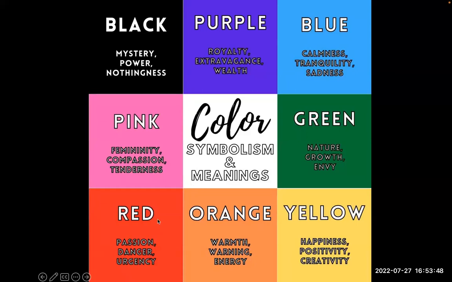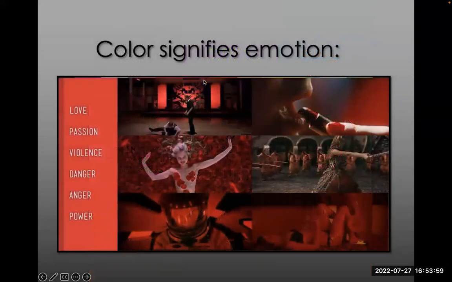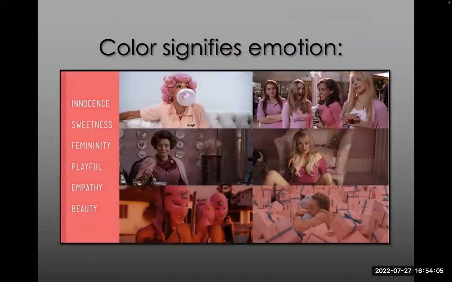We typically use red for passion, danger, urgency. Often pink is used for compassion and tenderness, black for mystery, for power, evil, so on and so forth. And so, color often signifies emotion. We see red in particular used quite a bit to signify different things. Pink often used for femininity.